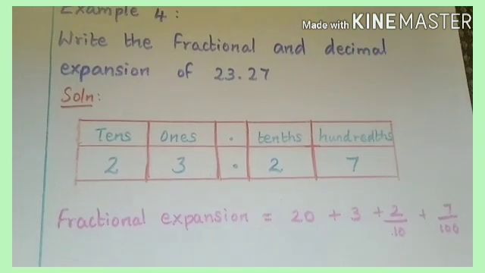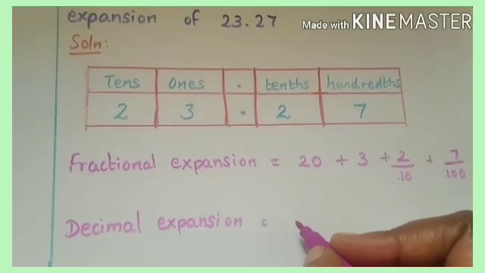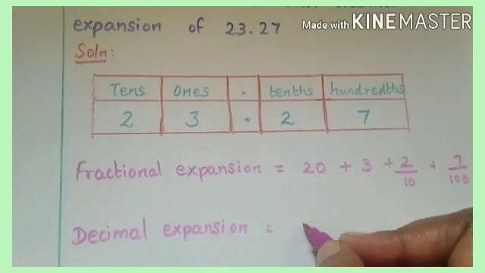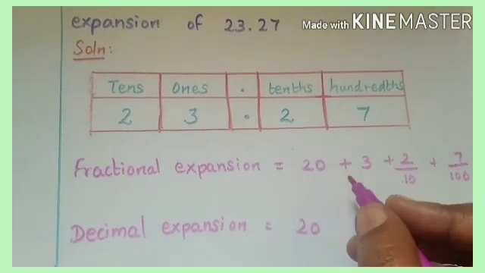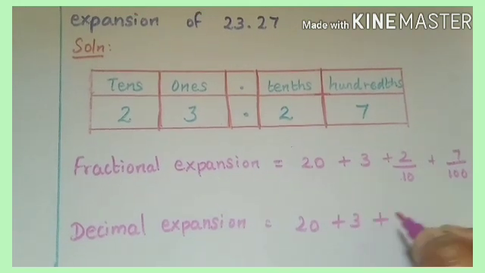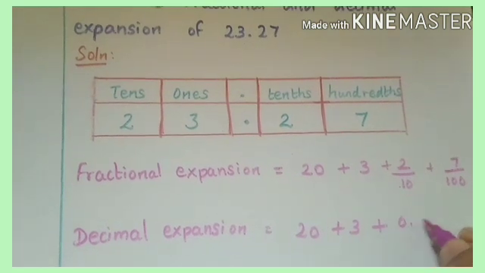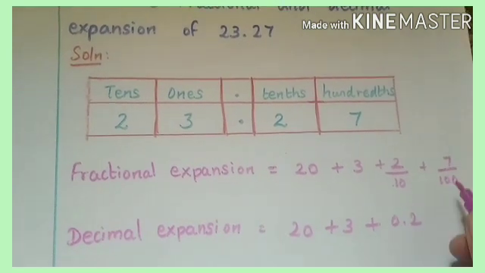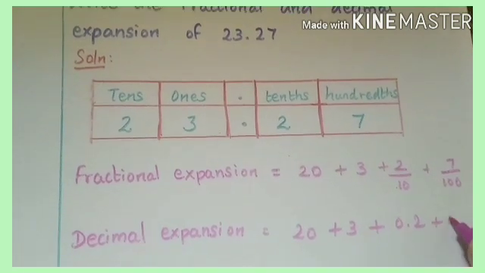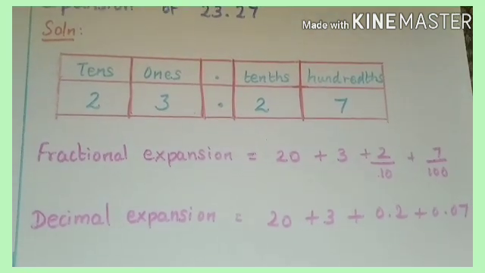Next write the decimal expansion of 23 and 27 hundredths. 2 tens can be written as 20 and 3 ones can be written as 3. That is 20 plus 3. In the decimal part, 2 tenths can be written as 0 and 2 tenths. And 7 by 100 can be written as plus 0 and 7 hundredths. Now we get the answer.